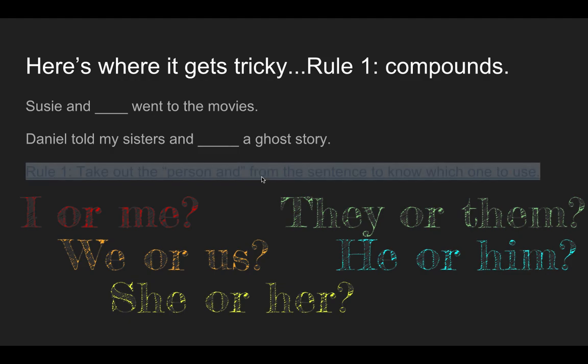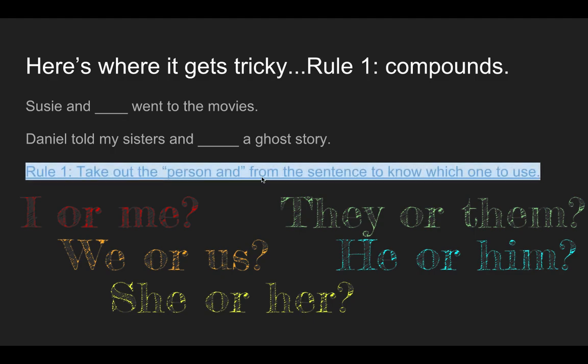So here's rule 1 on compounds. If you take out the person and the and from the sentence, you'll know which one to use. So instead of saying Susie and, if I just took that part out, it becomes very clear to my ear what I need to use. I went to the movies, we went to the movies, she went to the movies. Same with the second sentence. Daniel told me a ghost story. Daniel told us a ghost story. If I take out the person and the and, then my ear is going to hear what I need in order to know which one to use. Okay, that's our tricky rule 1.